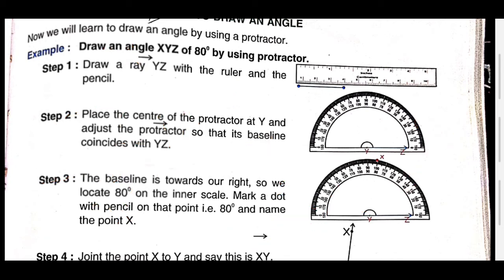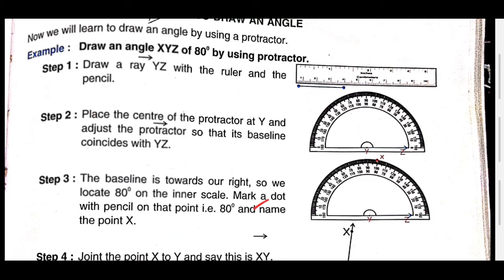Now we have to study this step by step. First you draw a line YZ with the help of a scale. Place the center of the protractor at Y. So you put the protractor here, with YZ like that, and the baseline passes through YZ. The baseline is toward our right, so we locate 80 on the inner scale. The baseline is on our right, so we use what? I told you, RI: right means inside. So you have to take the inside scale.